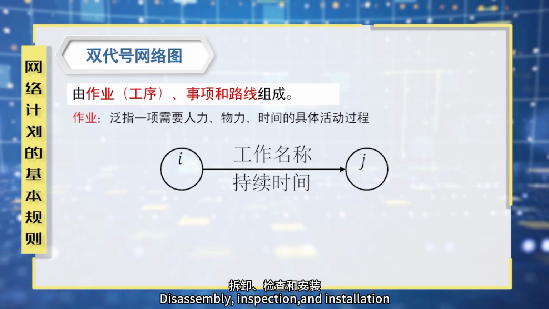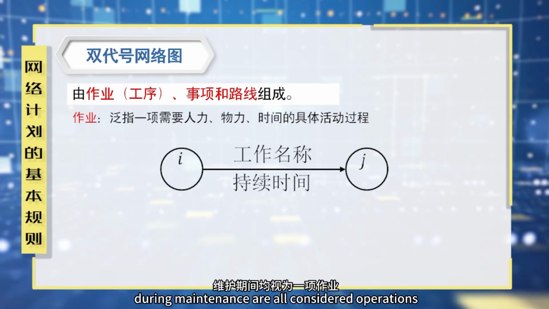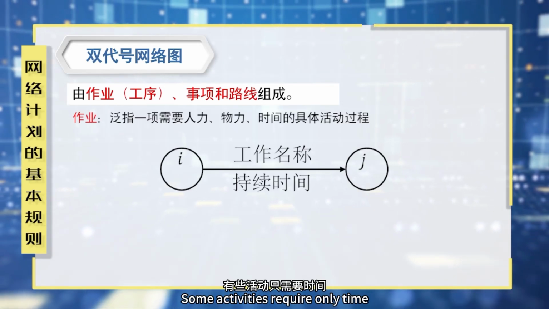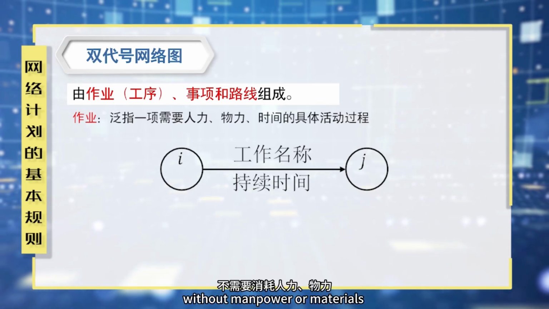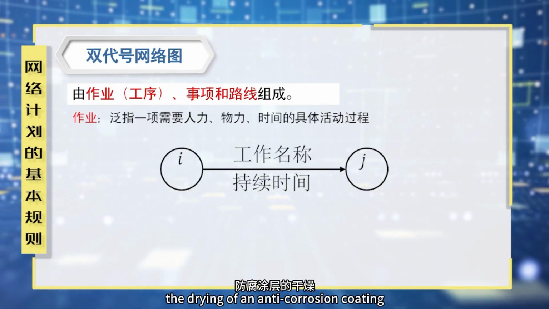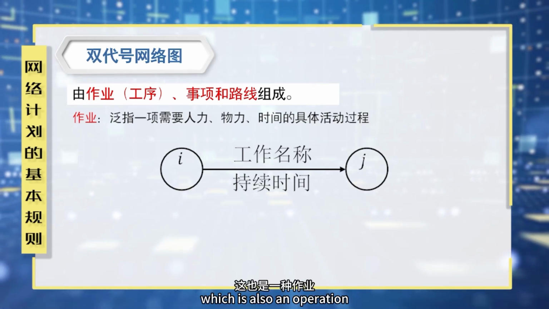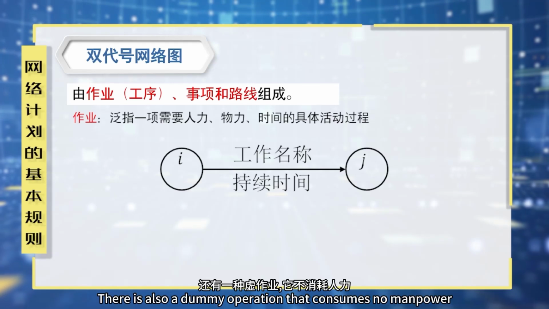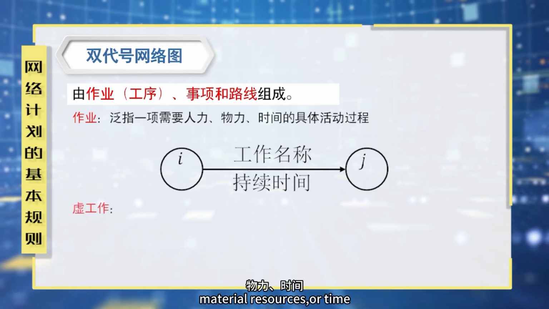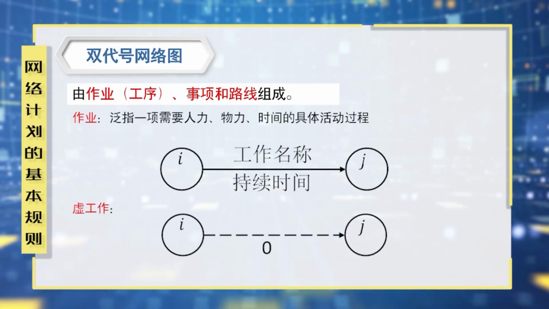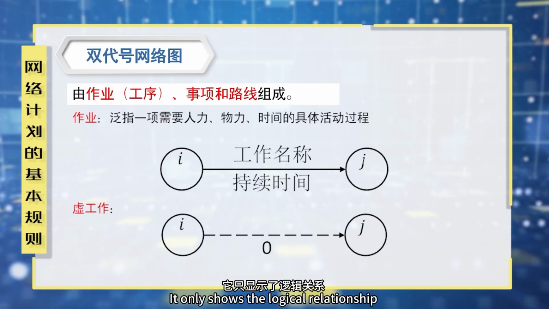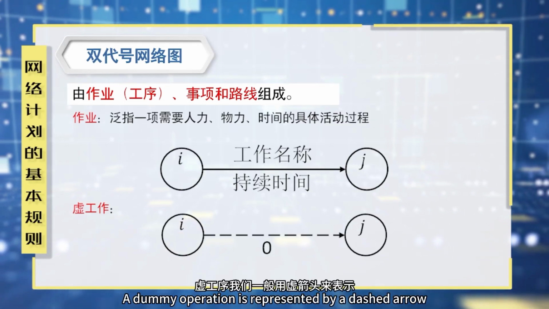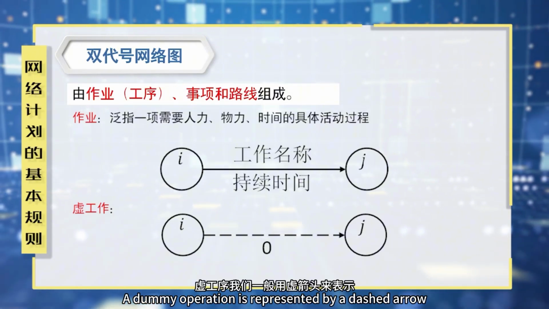Disassembly, inspection, and installation during maintenance are all considered operations. Some activities require only time, without manpower or materials. For example, the drying of an anti-corrosion coating, which is also an operation. There is also a dummy operation that consumes no manpower, material resources, or time. It only shows the logical relationship between two successive operations. A dummy operation is represented by a dashed arrow.